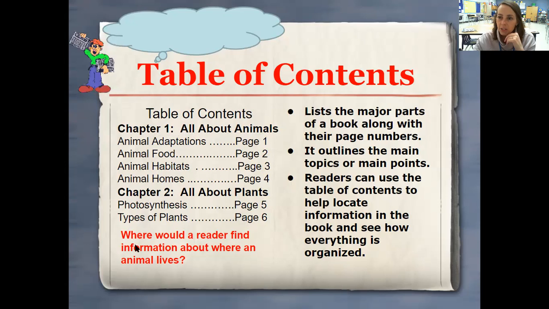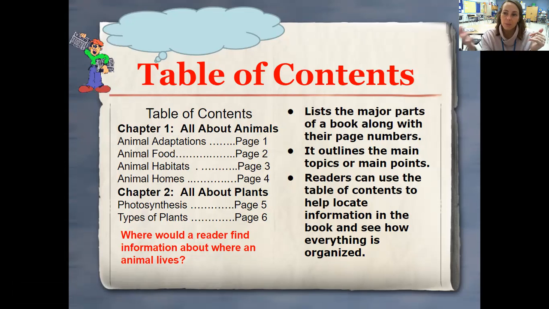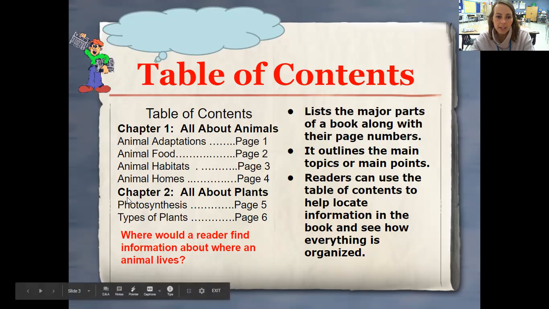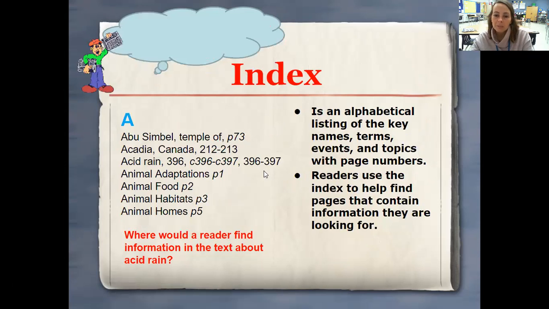So we have a question we're going to try to answer here. It says, where would a reader find information about where an animal lives? So if you were the reader and you were doing a project and you wanted to know about where an animal lives, which page number would you look at? You could flip through the whole book, but that would take forever. If you look at the table of contents, guess what? It tells us right here, animal habitats is on page 3. So you could go straight to that page. So the table of contents really helps you find information in the text.